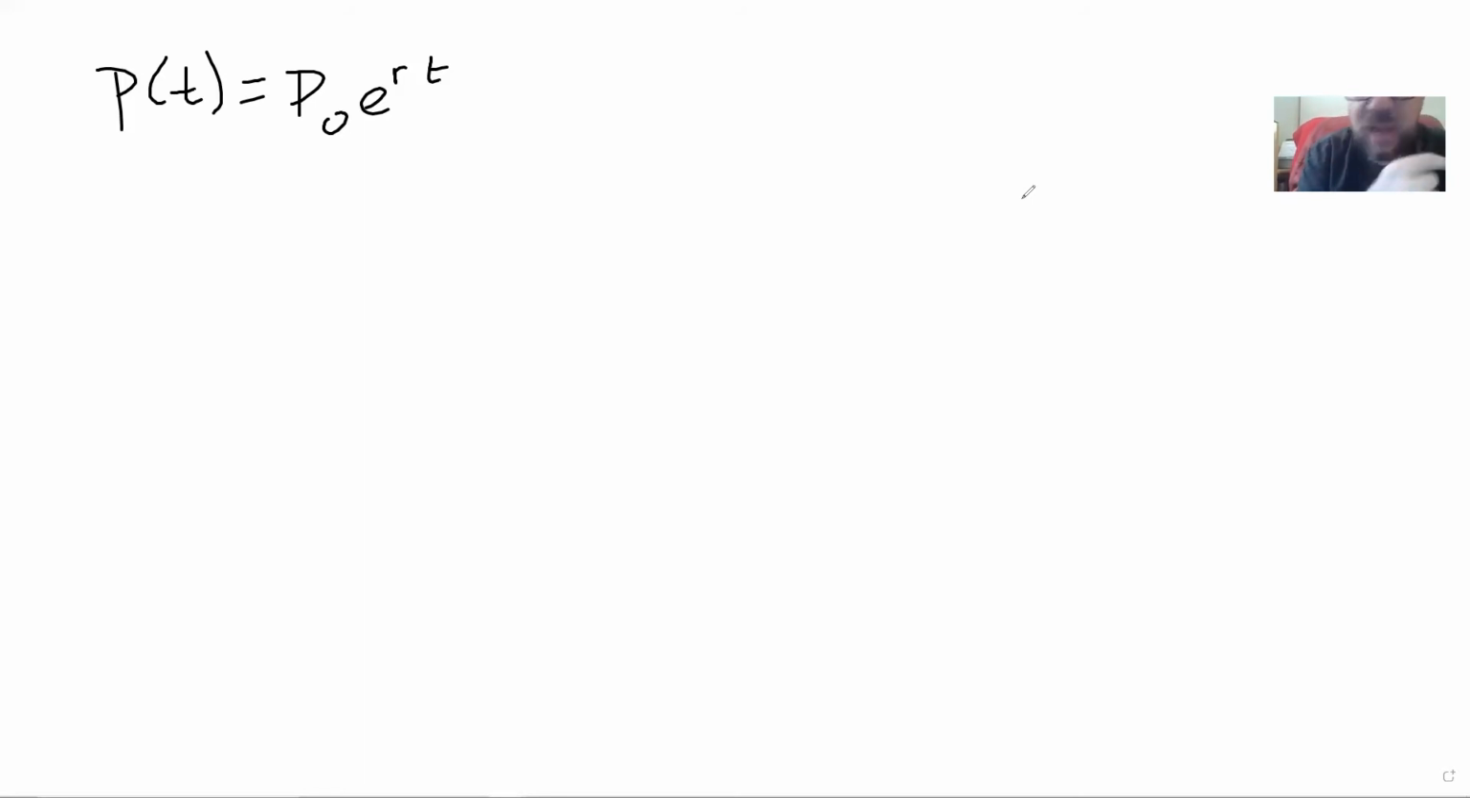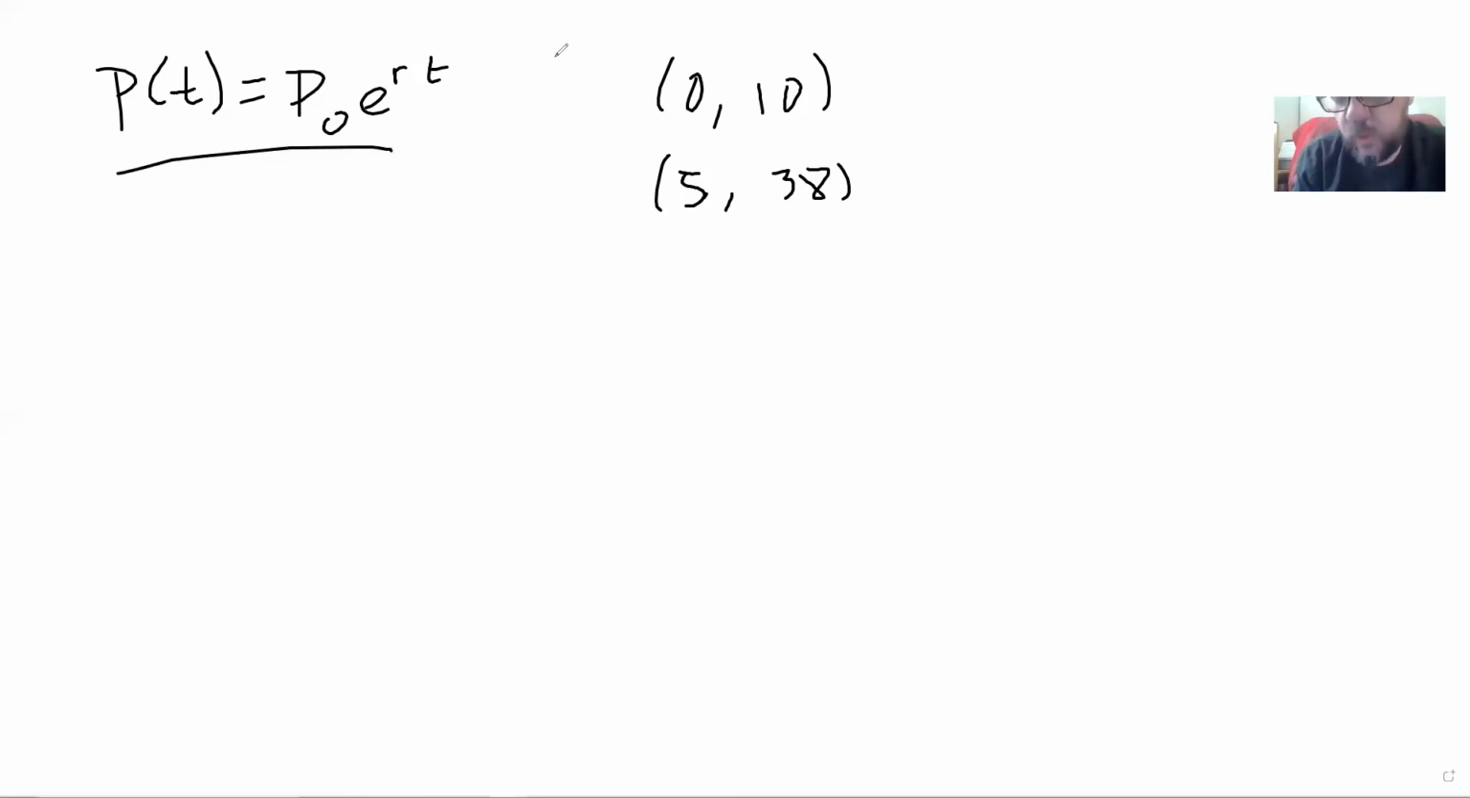So let's say I had 2 points, let's say (0, 10) and (5, 38). Let's say that those are my 2 points, and I want to find some function of this form that goes through them. Well, here's the thing you want to see. This is t comma P of t, by the way, just in the same way that you would have x, y. t is playing the role of x, and y, of course, is P of t.